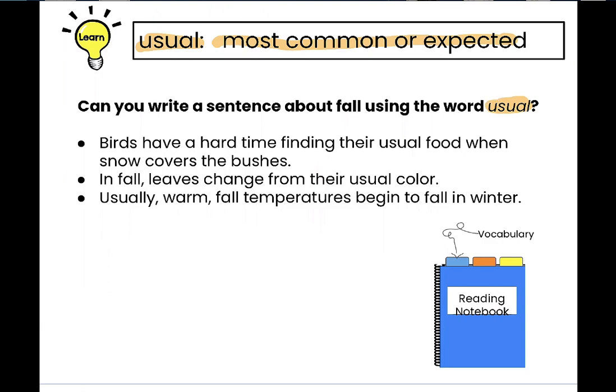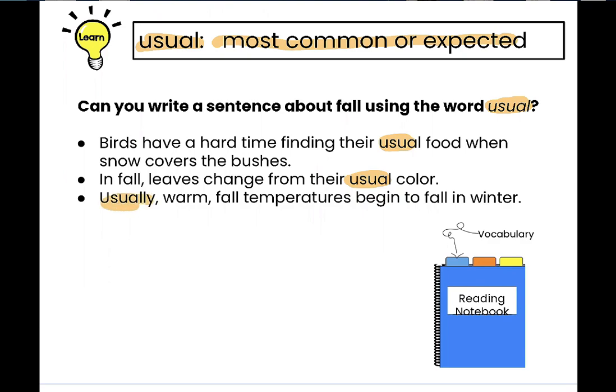What could we write? Well, here are 3 examples for you. Birds have a hard time finding their usual food when snow covers the bushes. Usual meaning their most common or expected food. They have a hard time finding the food that they usually eat, or the common food that they eat, when snow covers the bushes. Our next sentence says, in fall, leaves change from their usual color. We see them as green so often, that is their most common color, but then in fall, they change from their usual color. Not as common anymore, not their expected colors.